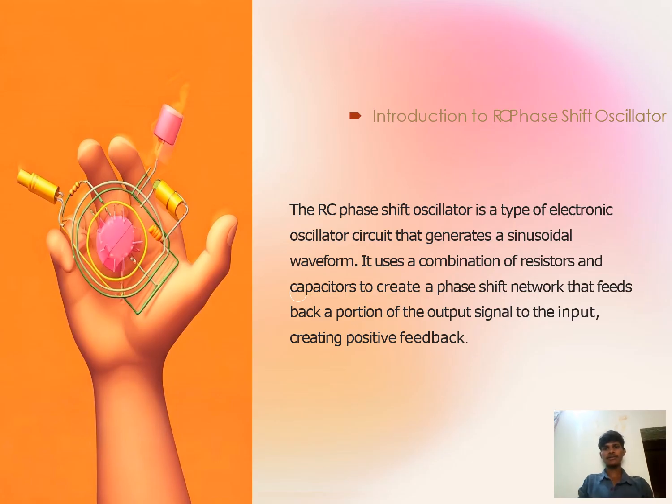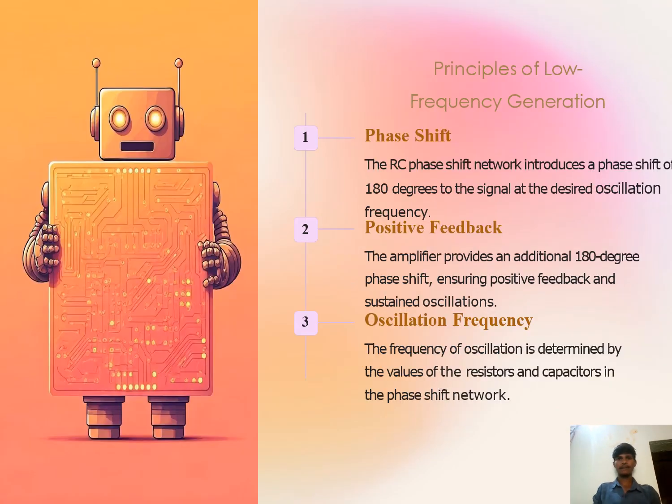Introduction to RC phase shifting oscillator. The RC phase shifting oscillator is a type of electronic oscillator circuit that generates a sinusoidal waveform. It uses a combination of resistors and capacitors to create a phase shifting network that feeds back a portion of the output signal to the input, creating positive feedback.